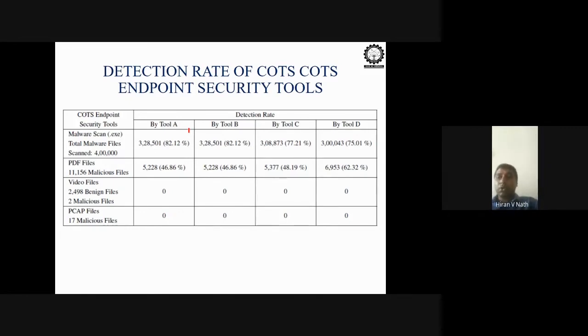It is not about 0-day or any unknown malware. 0-day malwares are something not known to the public, yet to come to the public, but these are the known ones. And consider the PDF file: I think the last tool gave the best result, with 62% of the malware detected. The remaining was not detected at all. And PDF files are not at all flagged as malicious by any of the tools, and network traffic also is not flagged by any of these tools. So this is the state of the art where we are. The tools used in industry are not adequate enough.